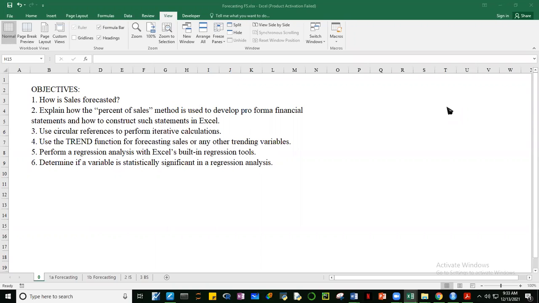But what we're going to learn here is to project or forecast the income statement and the balance sheet. We're going to use a method called the percentage of sales method. But before we do that, we'd like to learn first some methods by which we forecast measures like, sorry about that, like sales, for example, or other accounts. So how do we forecast measures like sales?